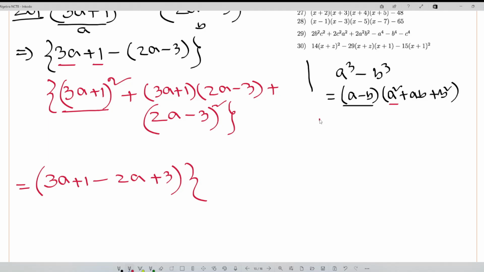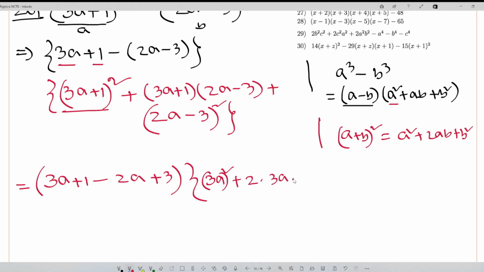This is also another theory, which is (a plus b) whole square. We can write a square plus 2ab plus b square, right? So 3a square plus 2ab, 2ab means 2 times 3a times 1, plus b square, it means 1 square.